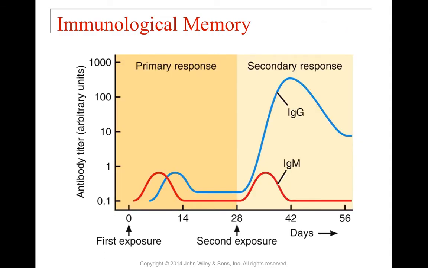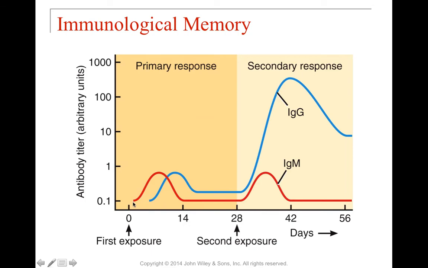All right, this slide serves to talk about immunological memory. So on the left, we have the primary response, which will be the first exposure to some sort of microbe. And on the right, we have the secondary response. So I'd like you to compare the response in both the IgM and the IgG.